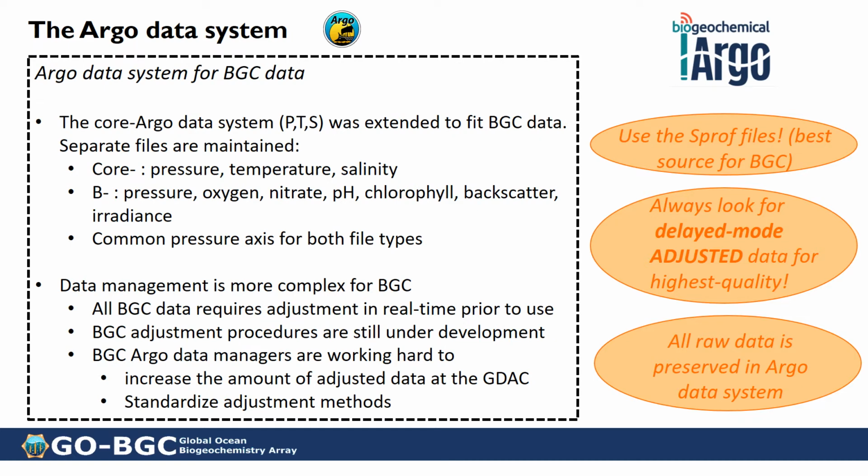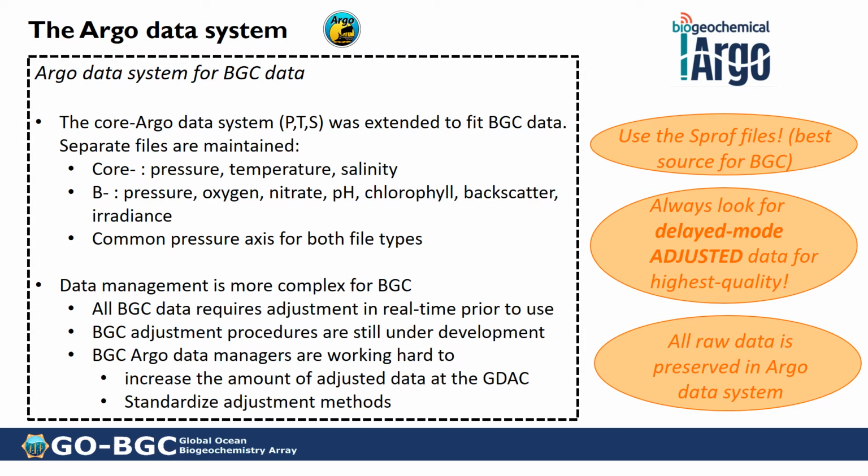The core Argo data system has been around for over 20 years, whereas the BGC data system is much younger. So the core Argo data system was extended to fit BGC data. Separate files are maintained. Core files contain pressure, temperature, and salinity, whereas B files can contain any combination of the BGC parameters: oxygen, nitrate, pH, chlorophyll, backscatter, and irradiance. Each file type shares a common pressure axis.